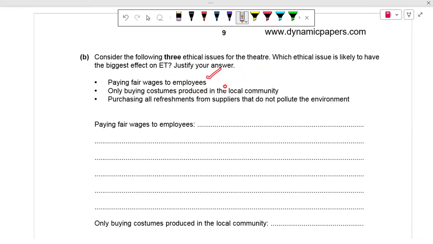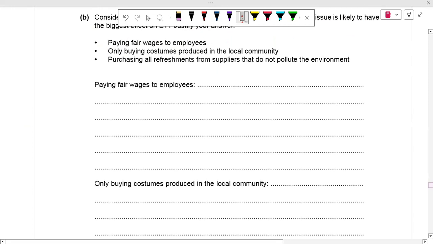So paying fair wages to employees, only buying costumes produced in the local community, and purchasing all refreshments from the supplier that do not pollute the environment. So there are basically 3 ethical issues. So we will discuss which type of ethical issue is more important, and which ethical issue will impact, or maybe will affect the ET at a bigger level. We will discuss this when we are done with our case study.